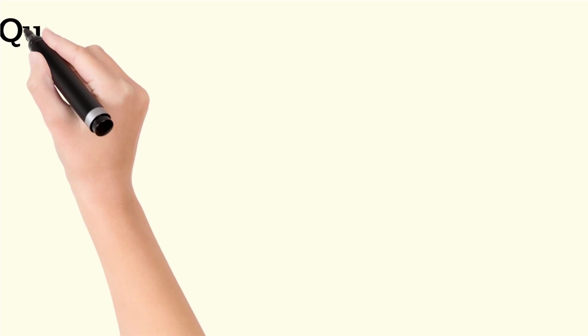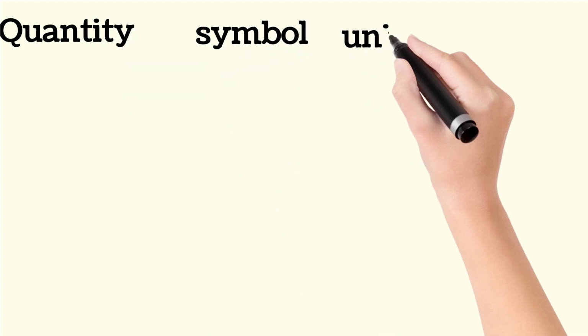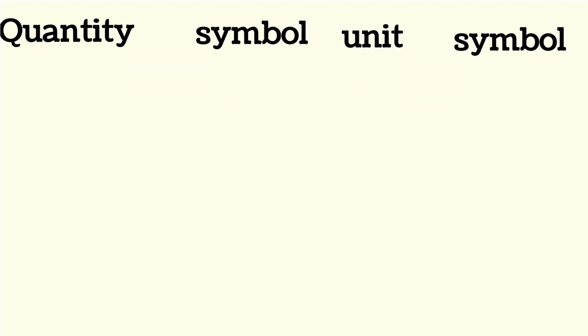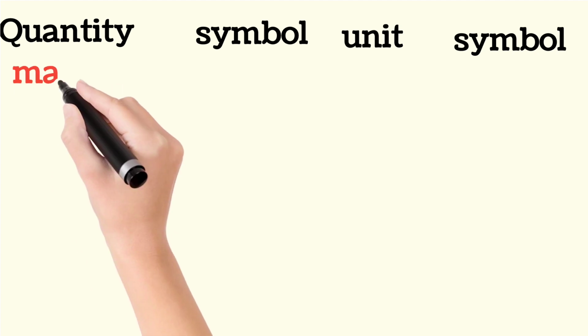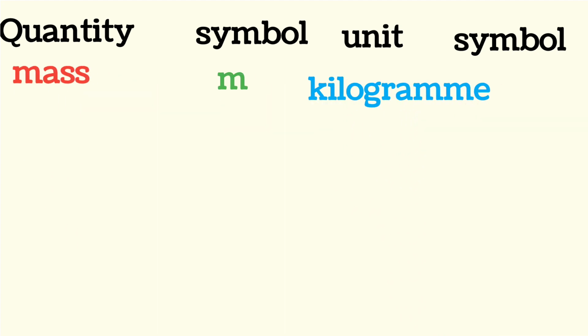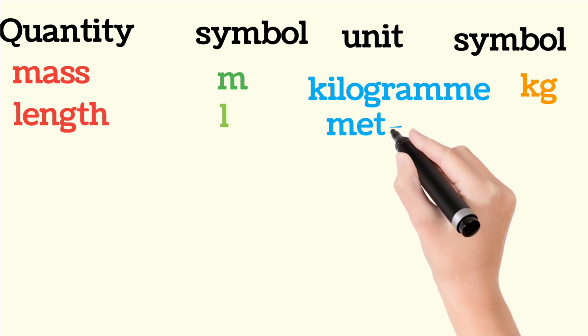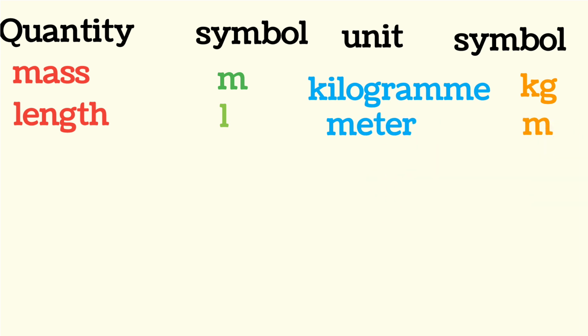Let's discuss the table of physical quantities along with their symbols and units. Quantities, their symbols, units of physical quantities and their symbols. First is mass. Its symbol is m. Its unit is kilogram, represented by kg. Next is length. Its symbol is L. Its unit is meter, represented by m.